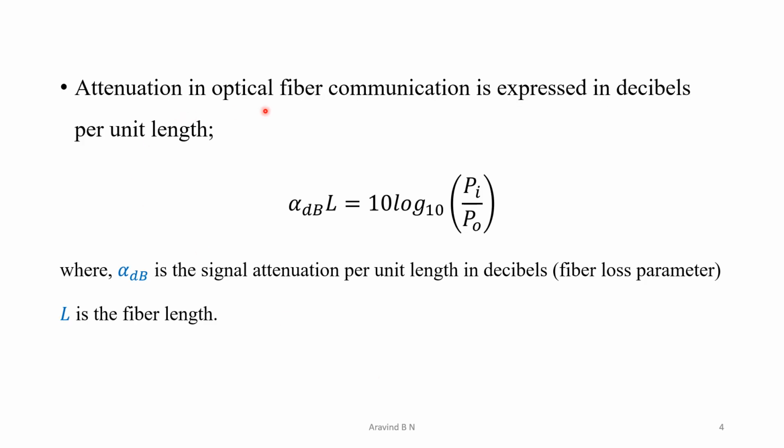Now, attenuation in optical fiber communication is expressed in decibels per unit length. So if we consider a certain length of the fiber cable L, then the expression will take the form alpha in dB into length L is equal to 10 log Pi divided by P0 to base 10, where alpha in dB is the signal attenuation per unit length and L is the length of the optical fiber.